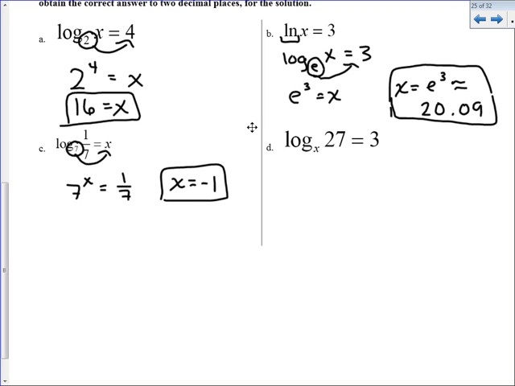For D, our x is now our base. So we have x to the third equals 27. So what number raised to the third power gives me 27? 3. So x has to equal 3.